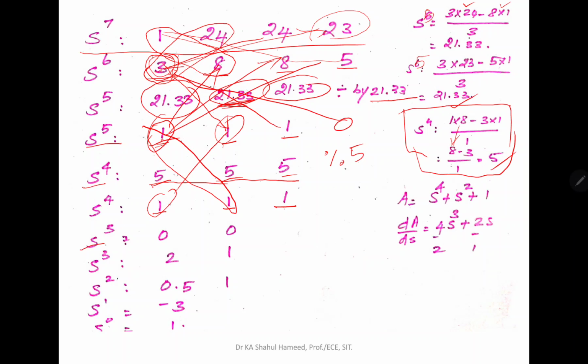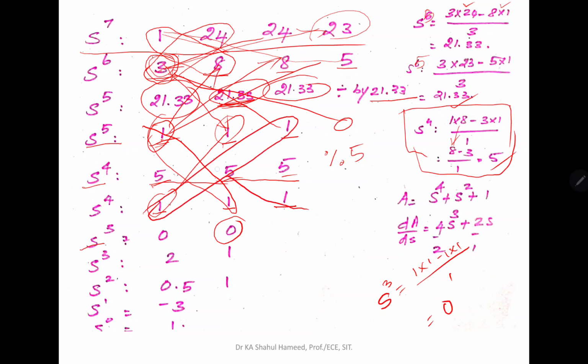So 1 minus 1 is 0. So S cube is equal to 1 into 1 minus 1 into 1 by 1, which is equal to 0. Similarly the next one is also 0, because minus 1 into 1 is equal to 0, since both rows have the same coefficient values. So the entire row becomes 0, hence we cannot proceed further, because anything by 0 is 0.